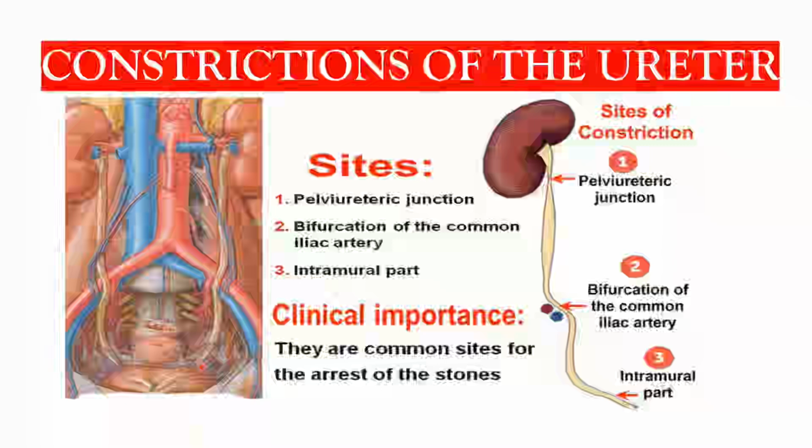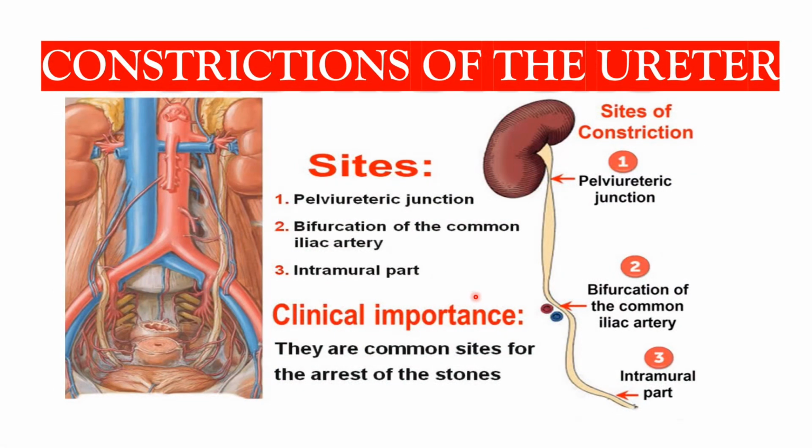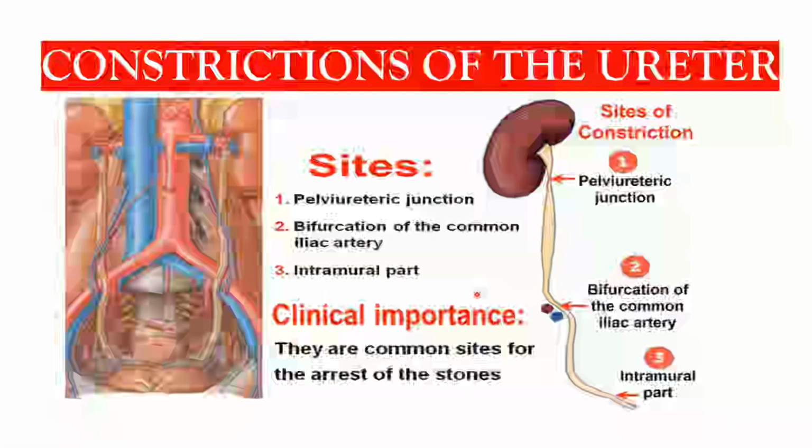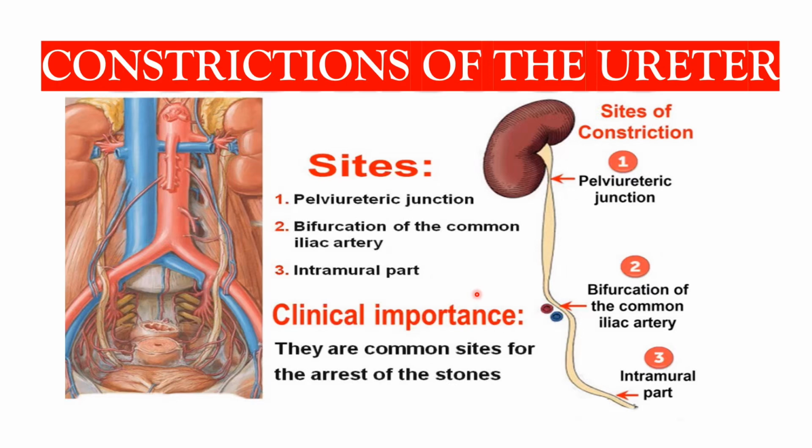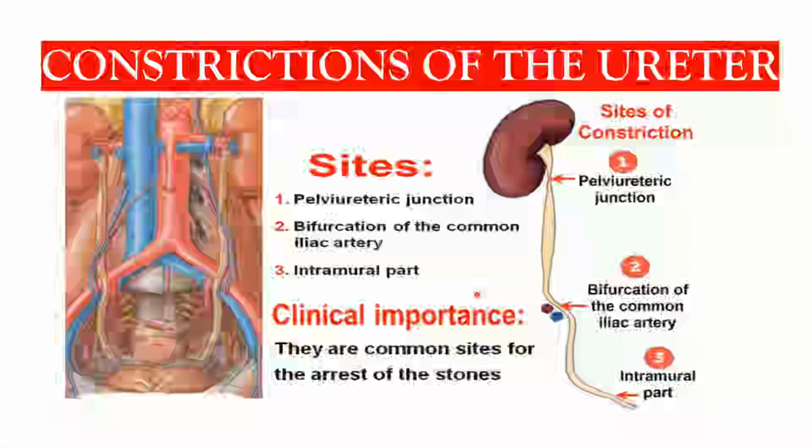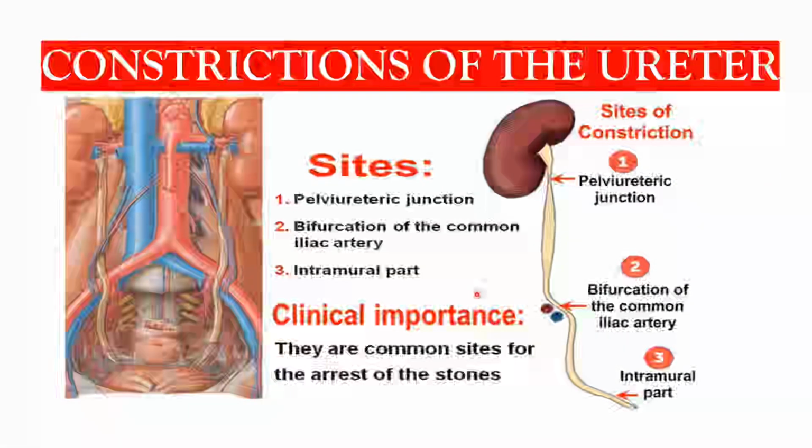Now, what is the clinical importance of these constrictions? These are the commonest sites where you can have an arrest of a stone, usually called a kidney stone. It is this stone that can cause a referred pain, usually what we call a ureteric colic.